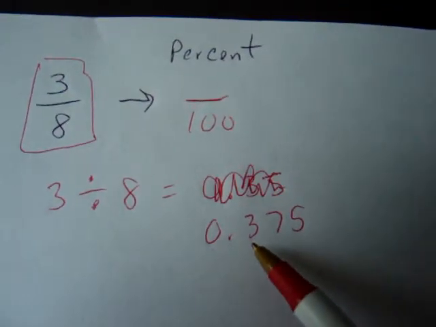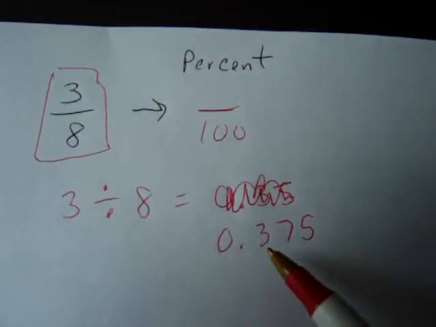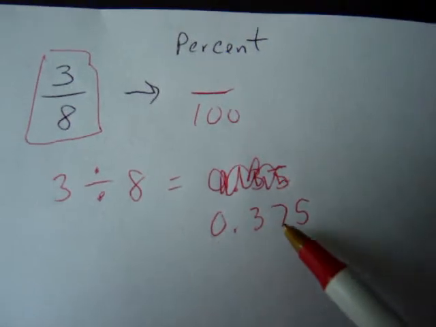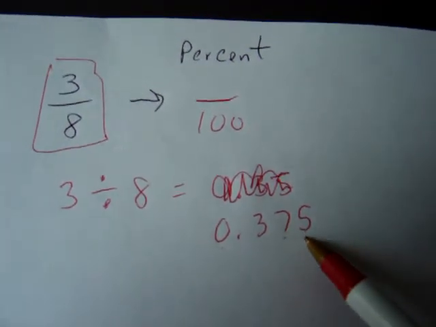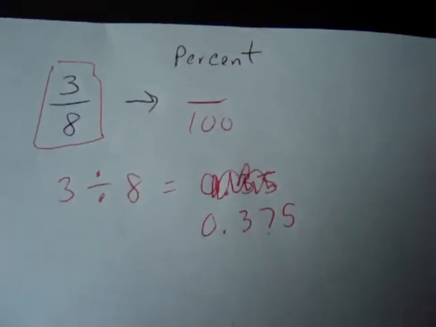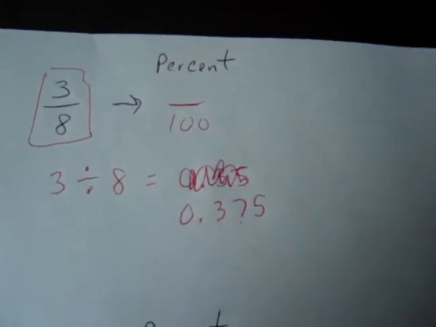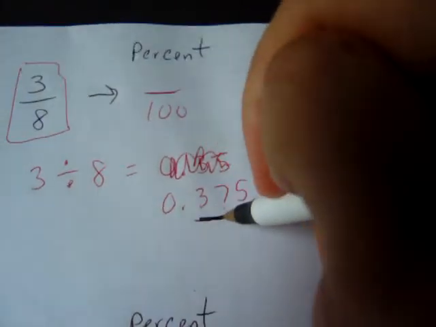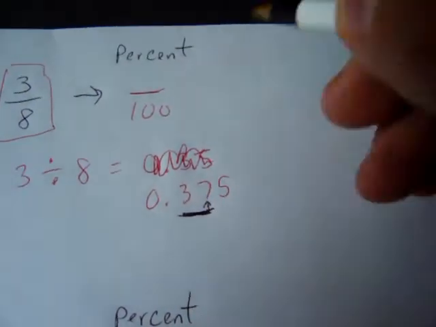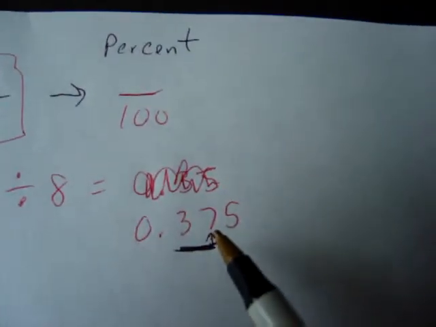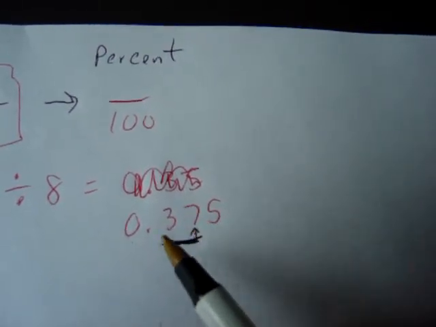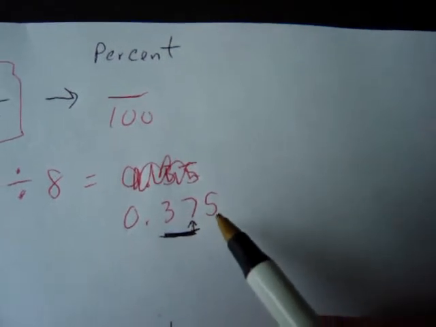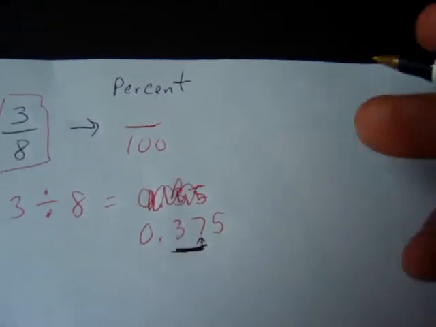This is the tenths place. This is the hundredths place, and this is the thousandths place. For percents, we're really concerned with the hundredths place. So if we look to the hundredths place here, it's the 7, so this is really like having 37%, but there's a little bit left over. You have this 5 here, which is in the thousandths place.